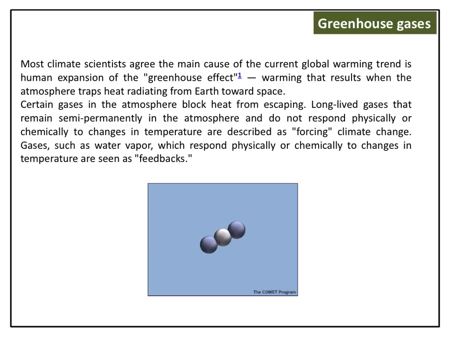Most climate scientists agree the main cause of the current global warming trend is human expansion of the greenhouse effect, warming that results when the atmosphere traps heat radiating from Earth toward space. Certain gases in the atmosphere block heat from escaping. Long-lived gases that remain semi-permanently in the atmosphere and do not respond physically or chemically to changes in temperature are described as forcing climate change. Gases, such as water vapor, which respond physically or chemically to changes in temperature, are seen as feedbacks.